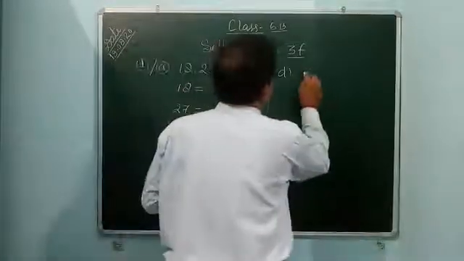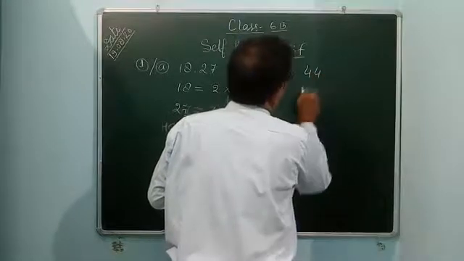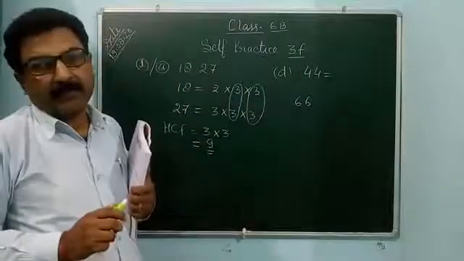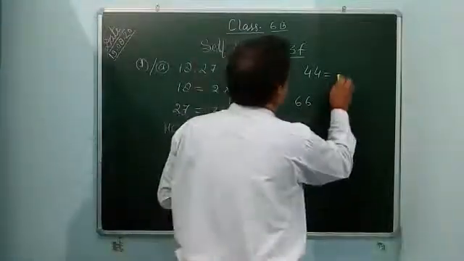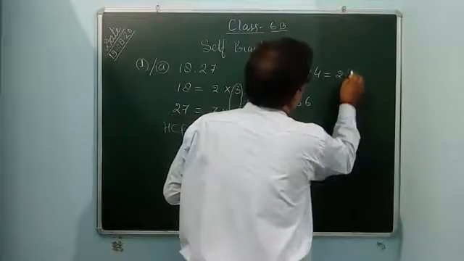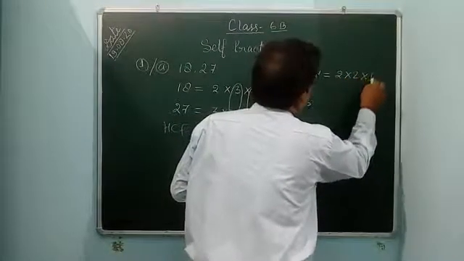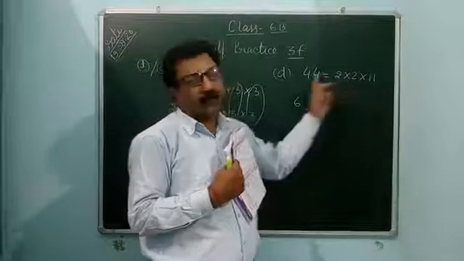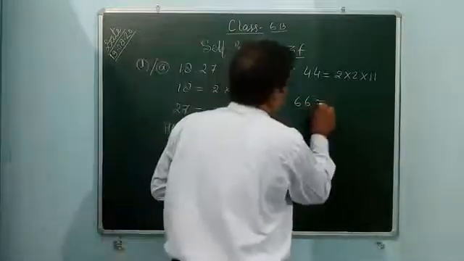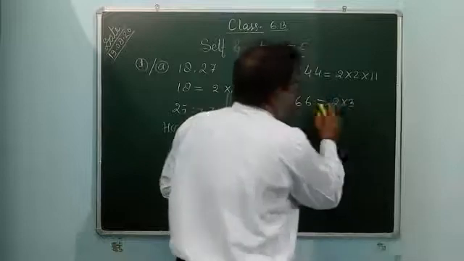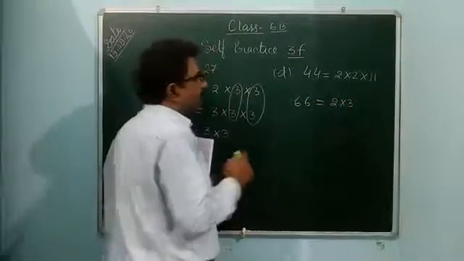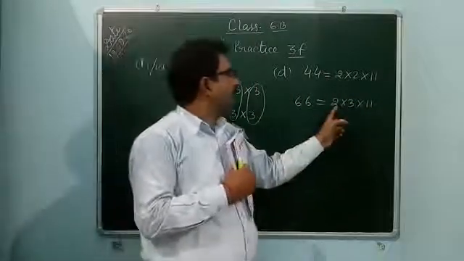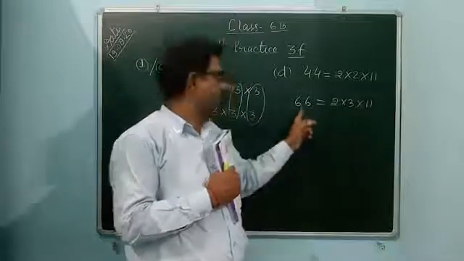44 and 66. You write the prime factors. For 44: 2 into 2 is 4, 4 into 11 is 44. For 66: 2 into 3, 2 times 3 is 6, into 11, 6 times 11 is 66.